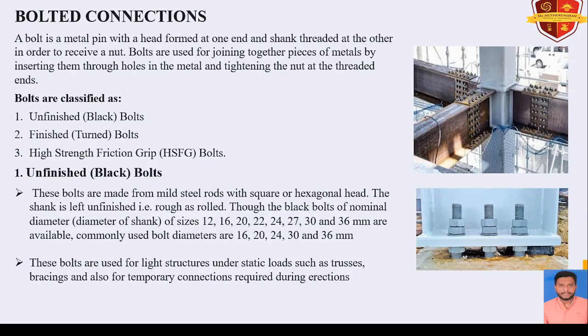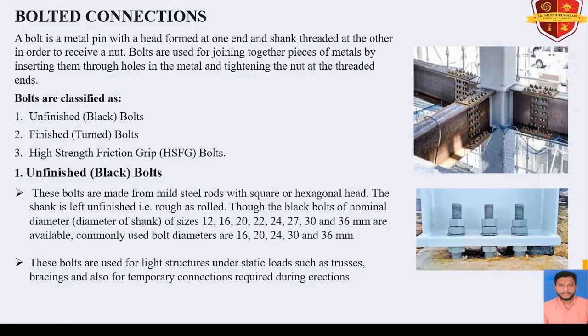Bolted connection. There are two connections available in steel structures: one is bolted, another one is welded. First we are going to see the bolted. Types of bolts are unfinished bolt, finished bolt, and high strength friction grip bolt. Unfinished bolt is made from mild steel rods. The diameters of unfinished bolt are 12 mm, 16 mm, 20 mm, 22 mm, 24 mm, 27 mm, and 30 mm. These bolts are used for light structures.